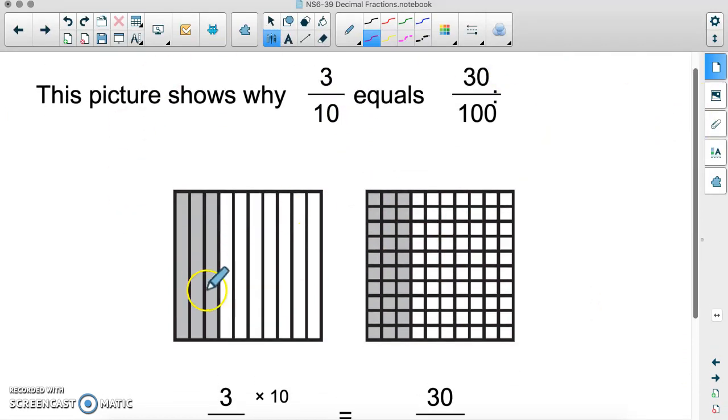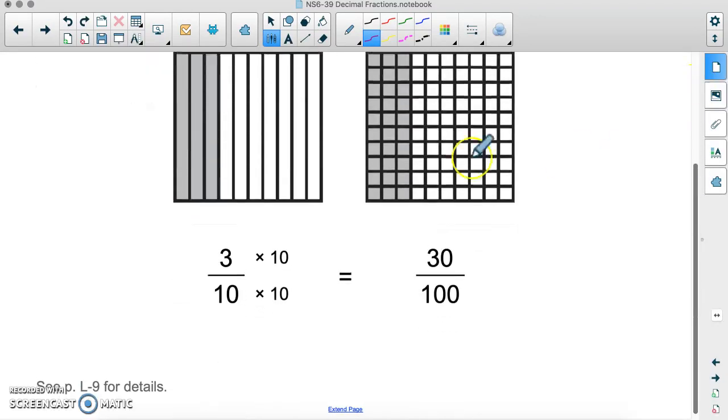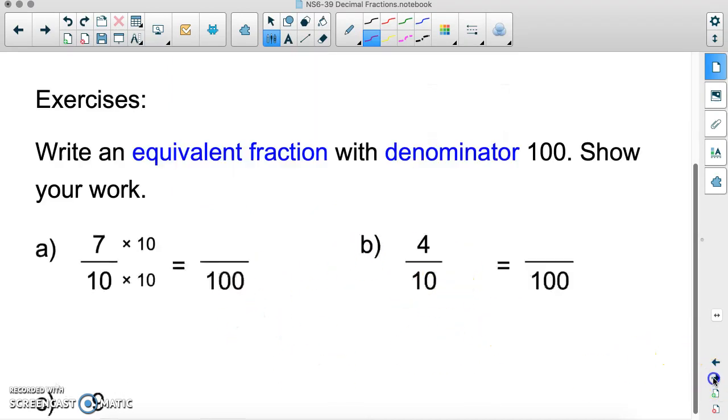So this picture here is showing you why 3 tenths, which is in this block here, is equal to 30 hundredths. The second square has 10 times as many shaded parts and 10 times as many parts altogether. So we can say that 3 tenths is equal to 30 hundredths because all we did was multiply the denominator by 10 and multiply the numerator by 10 to give us 30 hundredths. So these two are equivalent fractions.